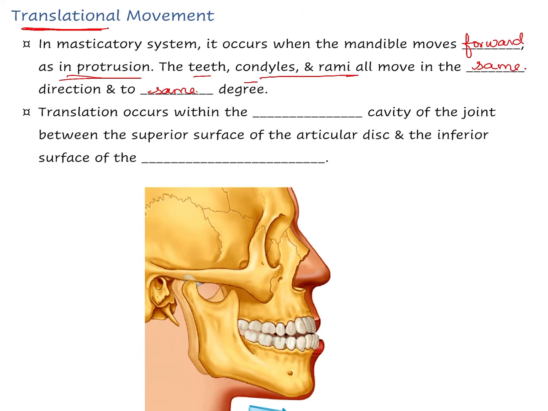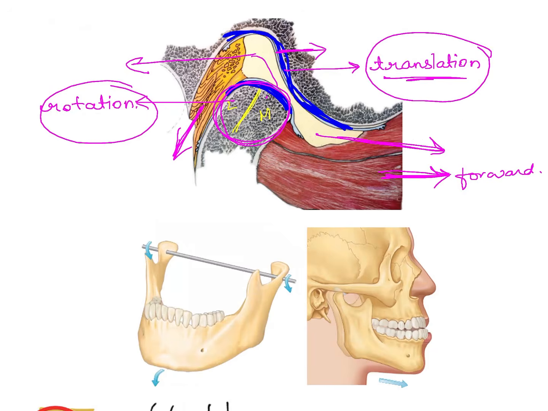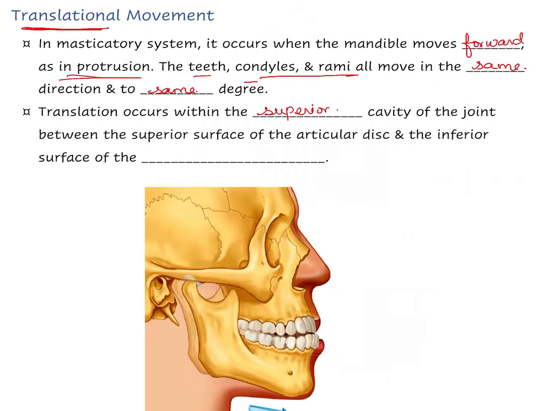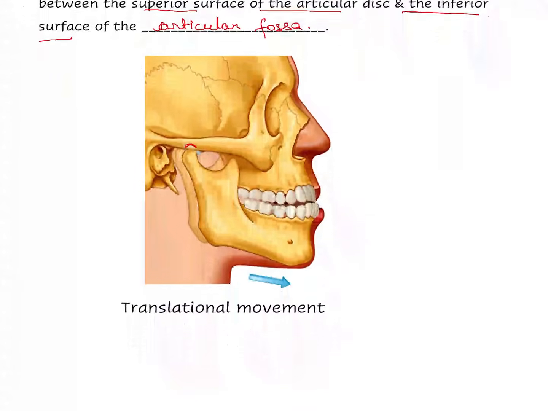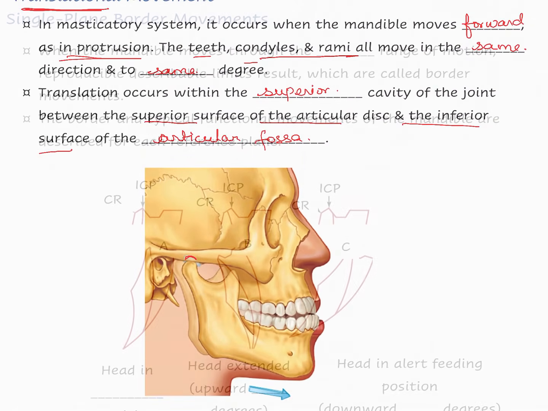Now, translation occurs in the superior joint cavity. Like I told you, here translation occurs in the superior joint cavity, between the superior surface of the articular disc and the inferior surface of the articular fossa. Right? Superior surface of the disc and inferior surface of the fossa. So that is translational movement of the mandible.